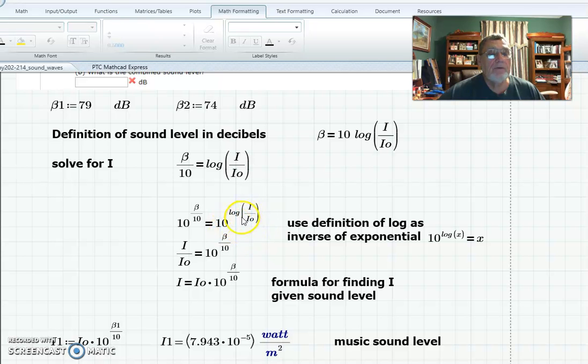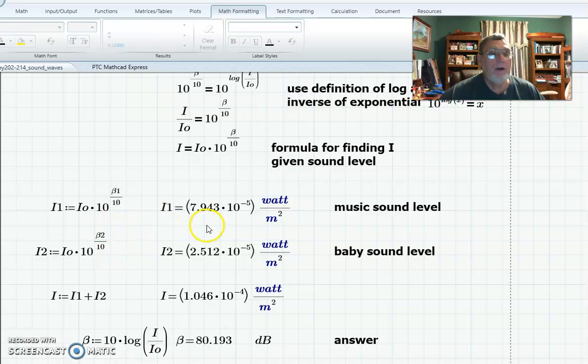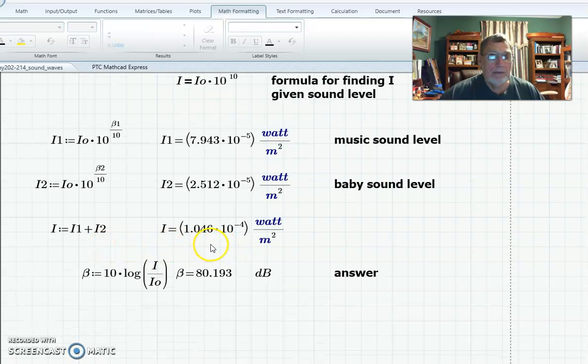So that gets rid of it, and of course I move my I over I naught to the left to be more traditional. So that gets rid of it here, but not over here. Multiply. So if you have the beta and want to get the I, then use this formula. So I do that for I1, which is the music. I do that for the baby, which is I2. And then I add the intensities, and you don't add the decibels, you add the intensities, because remember, logarithms are exponents, so you don't add the exponents. And then you go back after you've got the new intensity, use your formula and get your decibels. Okay?